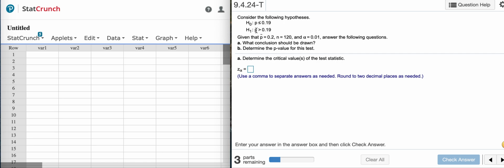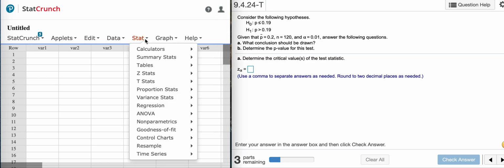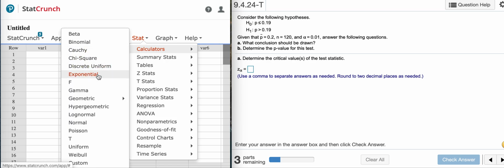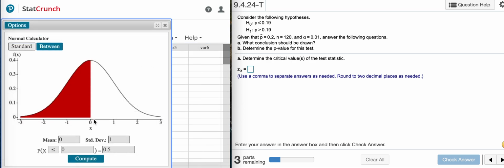Since we're doing a proportion significance test, we're going to be doing a one proportion z-test. I'm going to do this based upon the standard normal distribution. To calculate the critical value, I'm going to press stat and use my calculator for the normal distribution, in this case the standard normal distribution, mean 0, standard deviation 1. This is my z distribution.